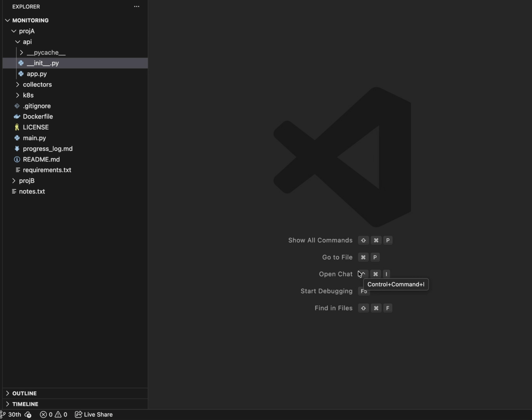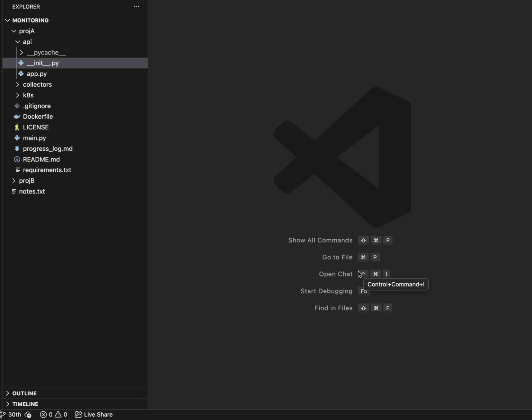Hello, so this is a simple system monitoring application written in Python. Our goal is to collect system metrics and expose them through an API. Here we are using Kubernetes, Docker, and Python.